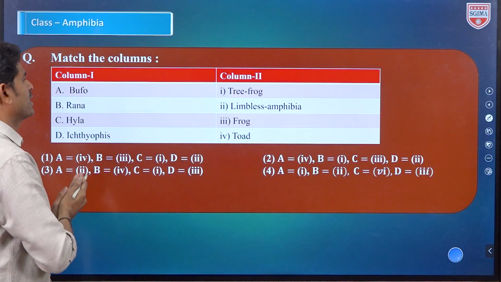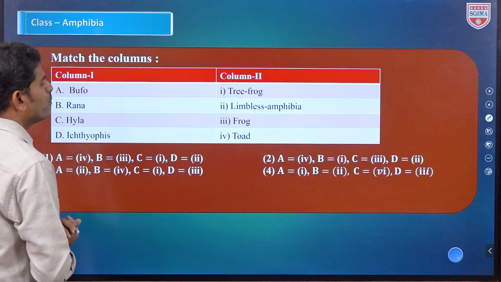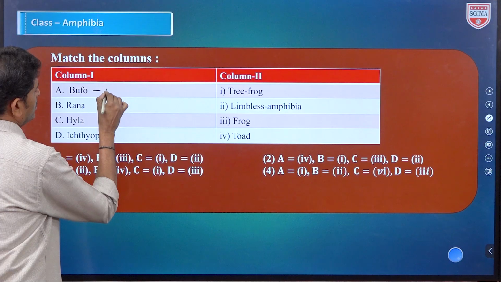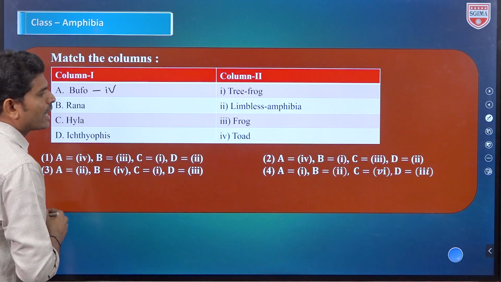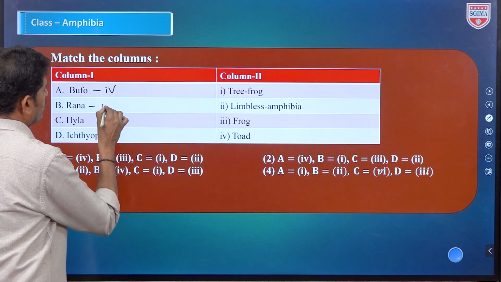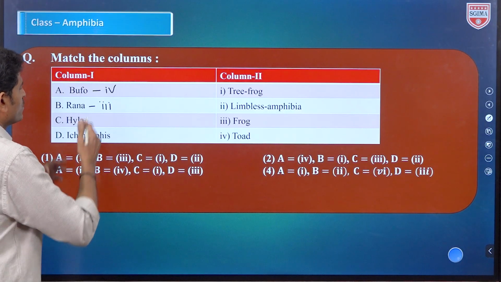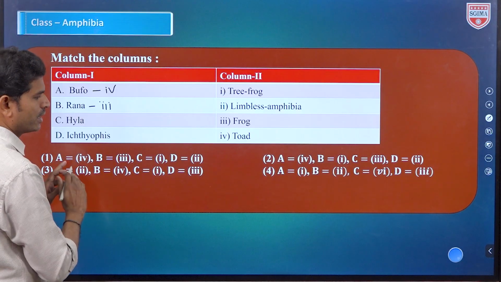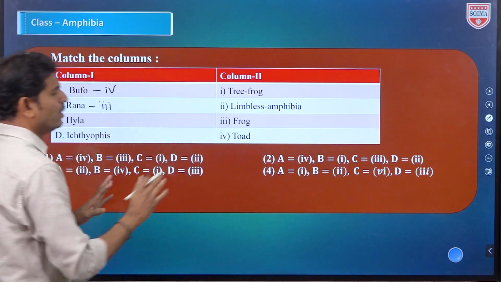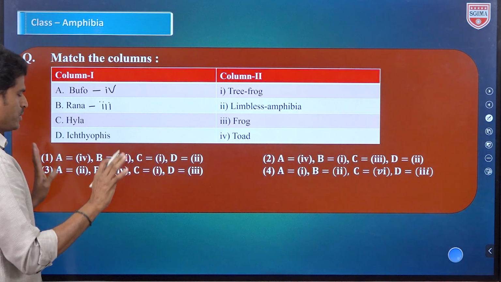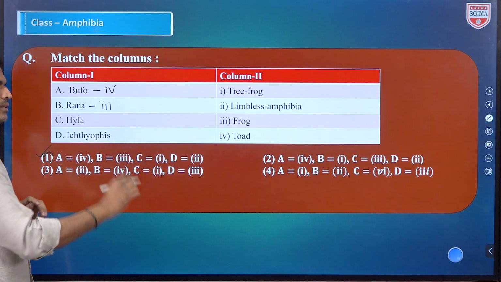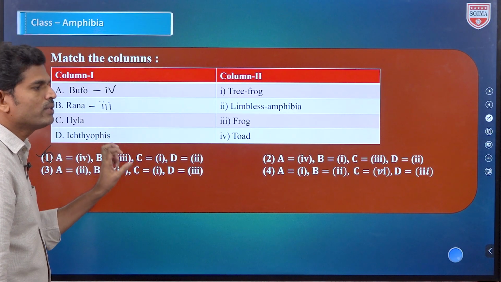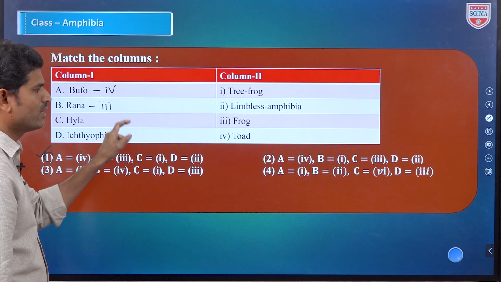Now we are going to match column 1 with column 2. Bufo means which one? Bufo is a toad. That is nothing but the fourth one. Next one, Rana means aquatic frog. That is nothing but generally frog. It is 3. So here A4, B3. Which one? A4, B3. Here A4, B1. So no need to go through all 4 options. Now we are going to choose which one, first option only. So we save time, conserving time with this method.